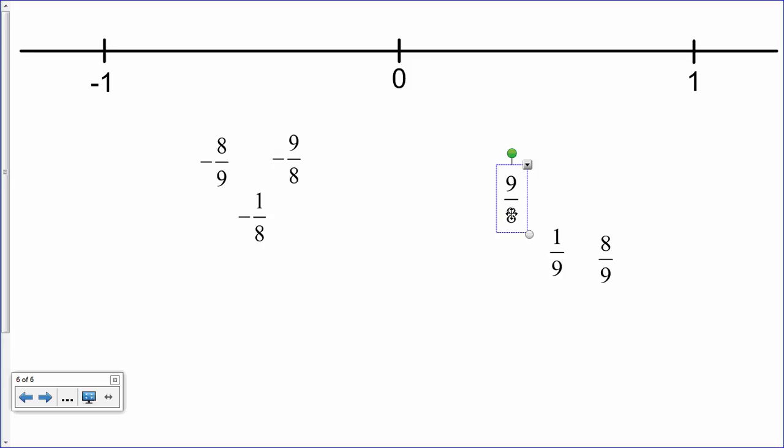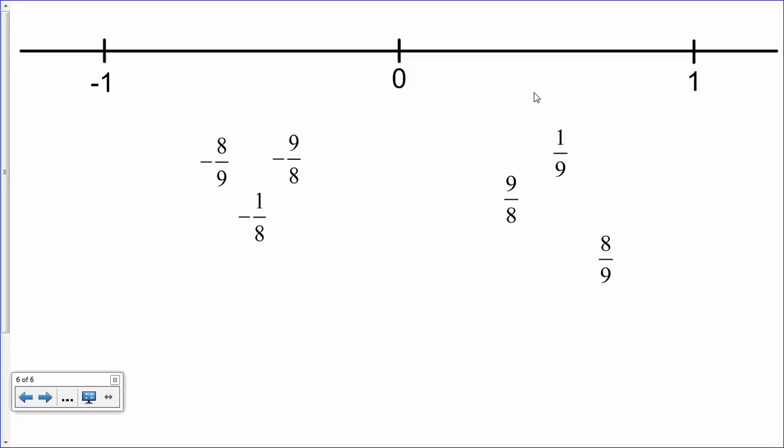9/8. Think about 9 slices of pizza. The pizza's cut into 8 slices. But you've got 9 of those slices, which means you've got one whole pizza, and then one of the slices of a second pizza. You've got more than one whole pizza here. In this case, each pizza was cut into 9 slices. This fraction will be one of those 9 slices, 1/9 of the pizza, and this fraction will be 8 of those 9 slices.